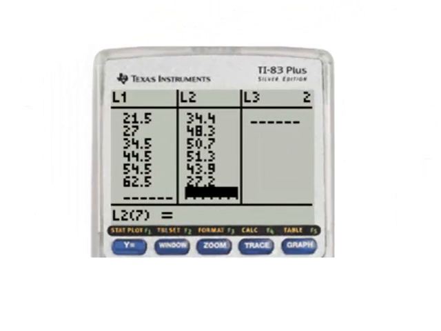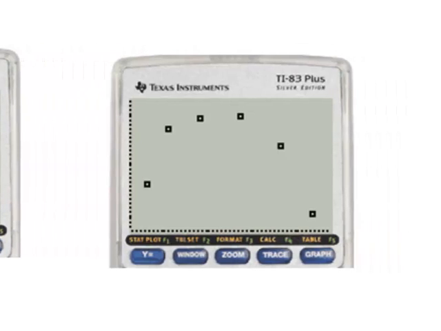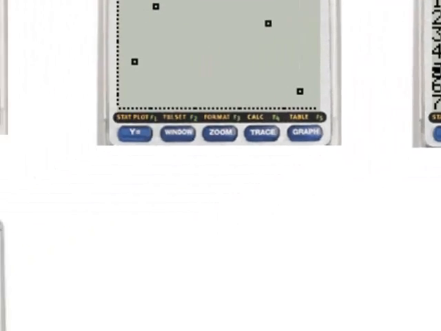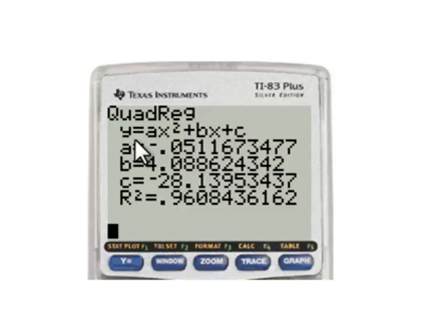So first we have to put the data in list 1 and list 2. Next we create the scattergram. This looks like a quadratic pattern. Hit stat, then calculate, then number 5, quadratic regression. Here we have the values of a, b, and c. We also have R squared, which is about 0.96.